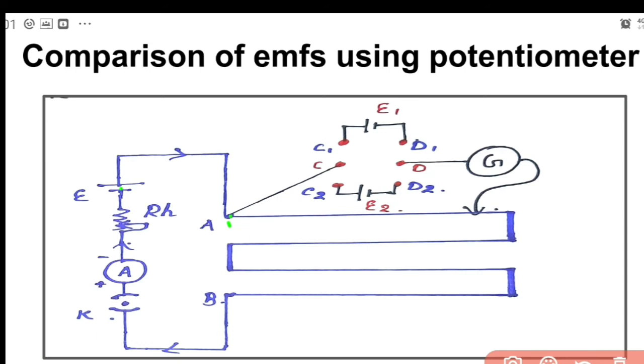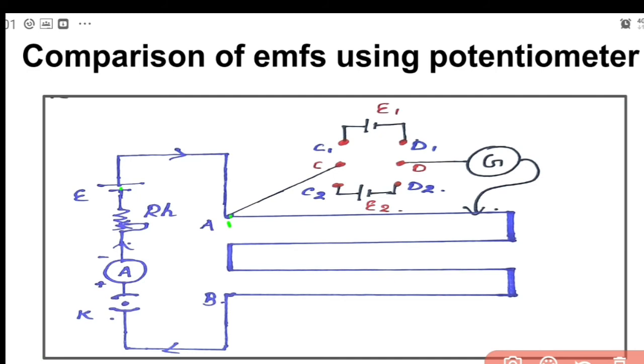Now how do we start with the experiment? The 6 terminal key is used to introduce the 2 cells epsilon 1 and epsilon 2 one by one. That means first we will include epsilon 1 in the secondary circuit. Then we will take the measurement. Then we will include epsilon 2 in the circuit. Like that, to include epsilon 1 and epsilon 2 alternately, we are using the 6 terminal key.